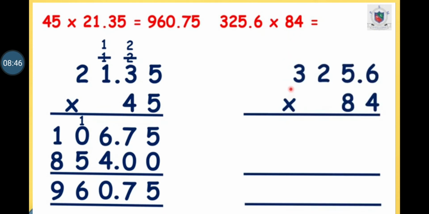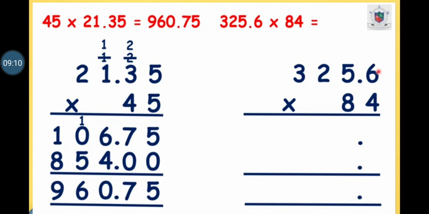So here we have 325.6 multiplied by 84. As you can see, here we have only one decimal place. Means after the decimal point, we have only one digit. So we can write the decimal point under the decimal point. Now in the same way, we have to multiply.